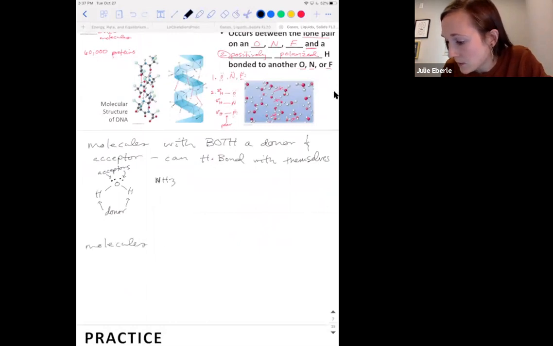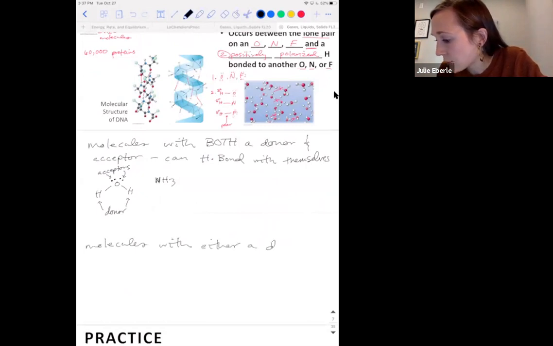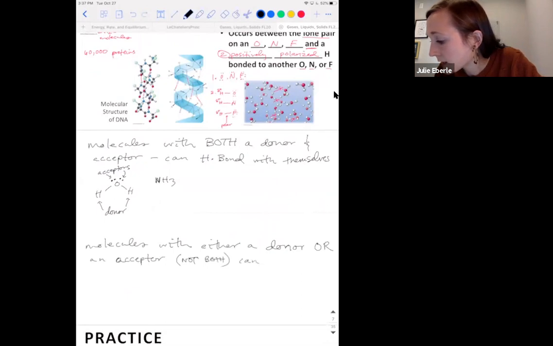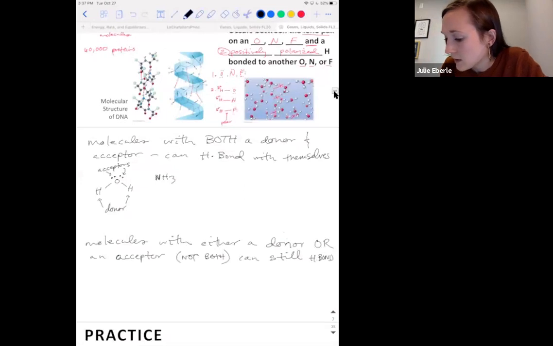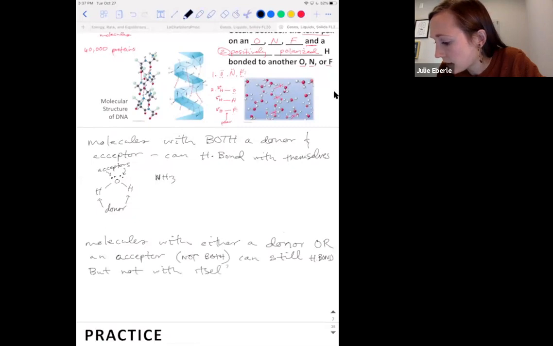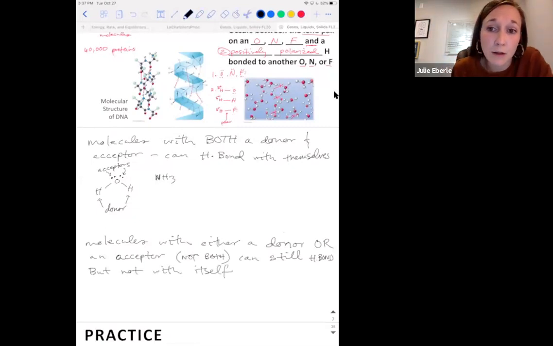Molecules with either a donor or an acceptor, okay, meaning they don't have both, can still hydrogen bond, but not with itself. Okay, let's think of an example molecule.